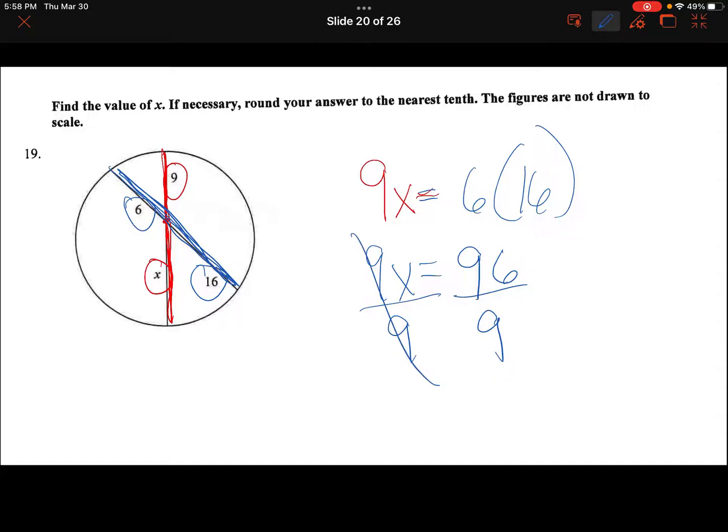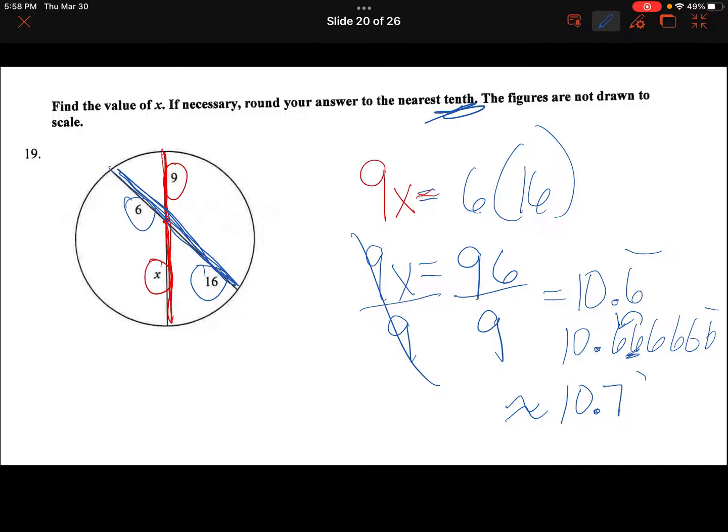96 divided by 9 gives me exactly 10.6 repeating, which is 10.6666666. It goes on forever. But it wants us to round our answer to the nearest tenth. So if we round it, that 6 is big enough to round the 6 up. So I get approximately 10.7. Please make sure that you are rounding correctly. Rounding can be the difference between an incorrect answer and the one you should mark.